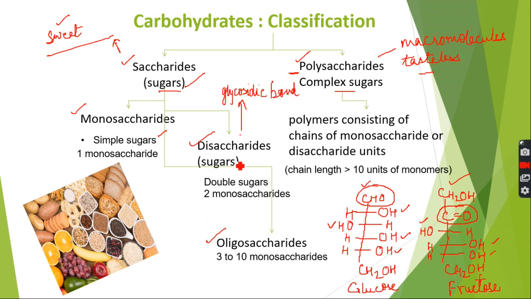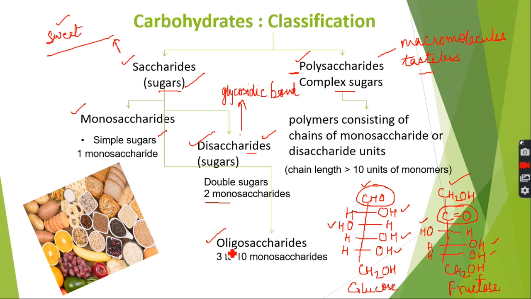Okay, so when two monosaccharide units are joined together by a glycosidic bond, it results in a disaccharide. You can see over here two monosaccharide units. So when you do hydrolysis of a disaccharide, it will give you the two constituent monosaccharides.